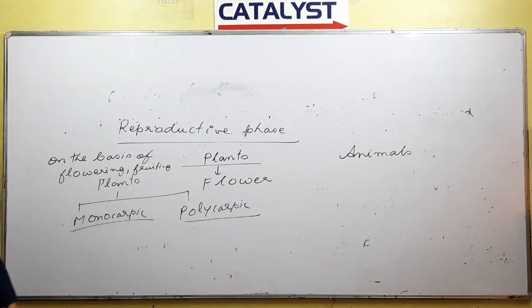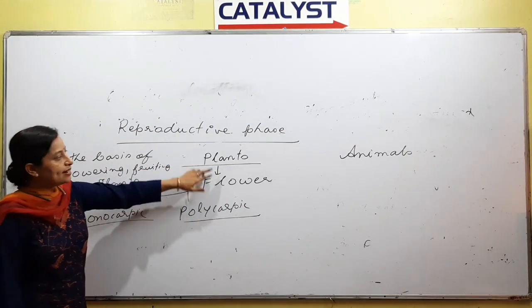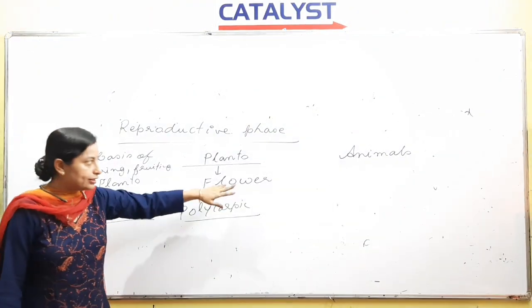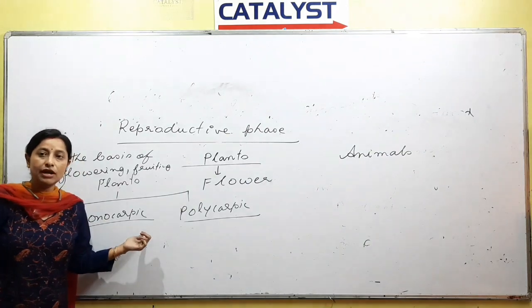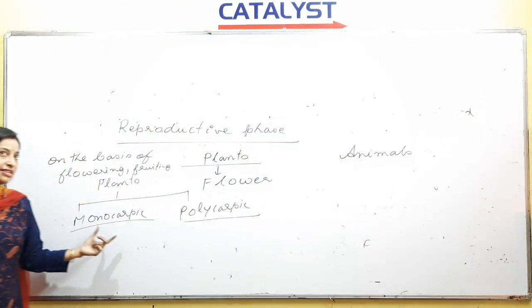So the reproductive phase in plants begins when it starts flowering. On the basis of flowering, all plants are divided as either monocarpic or polycarpic. Now, what is the difference between monocarpic and polycarpic?